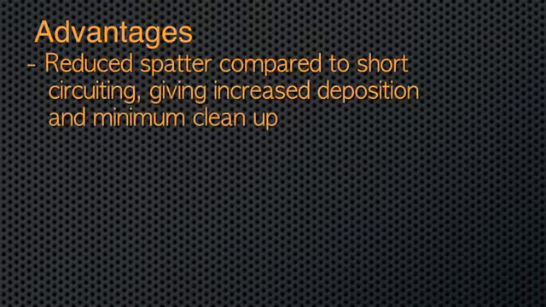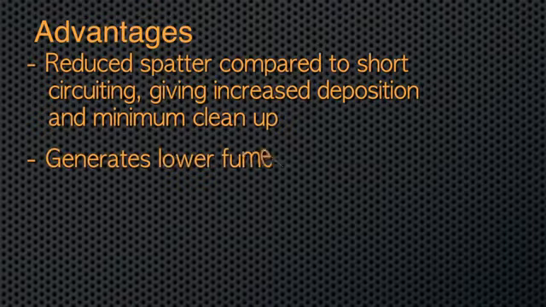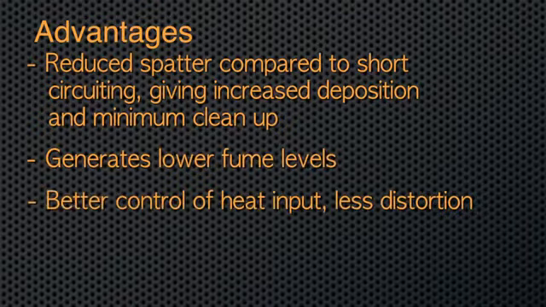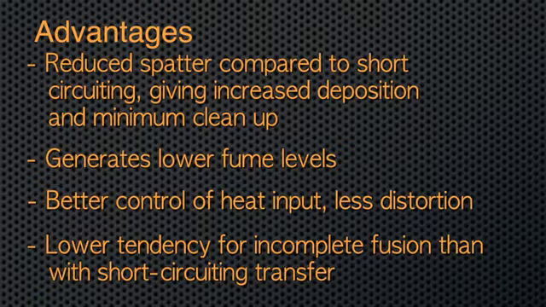Some of the advantages of the pulsed MIG process are reduced spatter compared to short-circuiting, giving increased deposition and minimum cleanup. Lower fume levels. Better control of heat input, allowing less distortion. Lower tendency for incomplete fusion than with short-circuiting transfer.